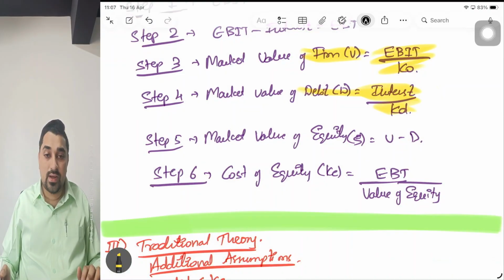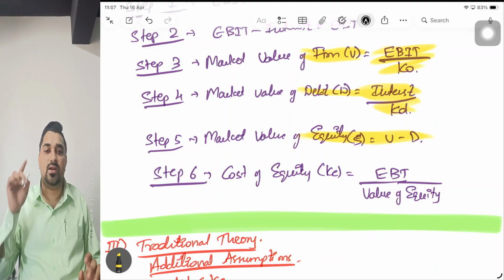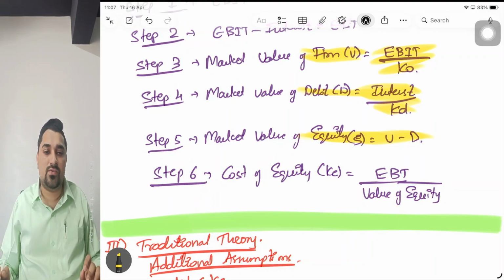Then how do I calculate value of equity? The fifth step is value of equity. It is value of the firm minus value of debt.